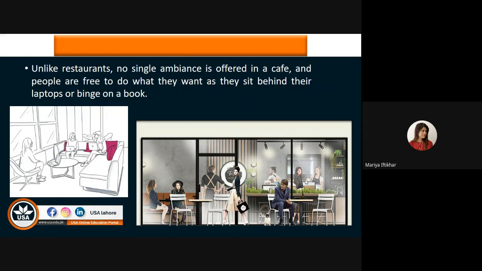So there are multiple kinds of options. It is up to you how you utilize those options and how you incorporate those options in your cafeteria design.